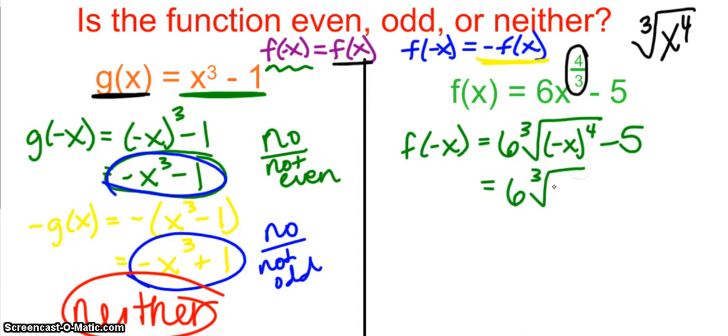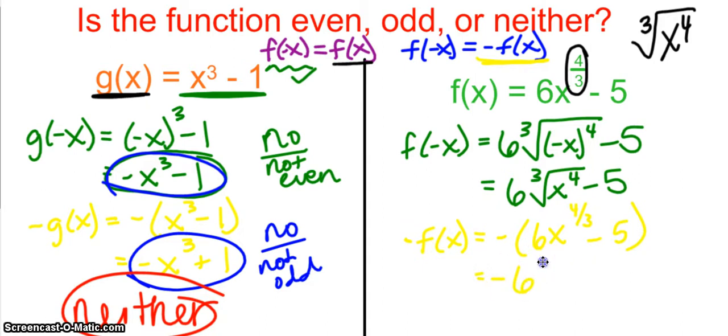Simplifying, we know that negative x to the 4th is really just x to the 4th. So negative times negative times negative times negative gives you a positive. So we've got this one taken care of. The next thing that we're going to need is negative f of x. Again, this just means the cubed root of x to the 4th, so I'm going to rewrite it that way. Distribute in that negative sign, you get a plus 5.